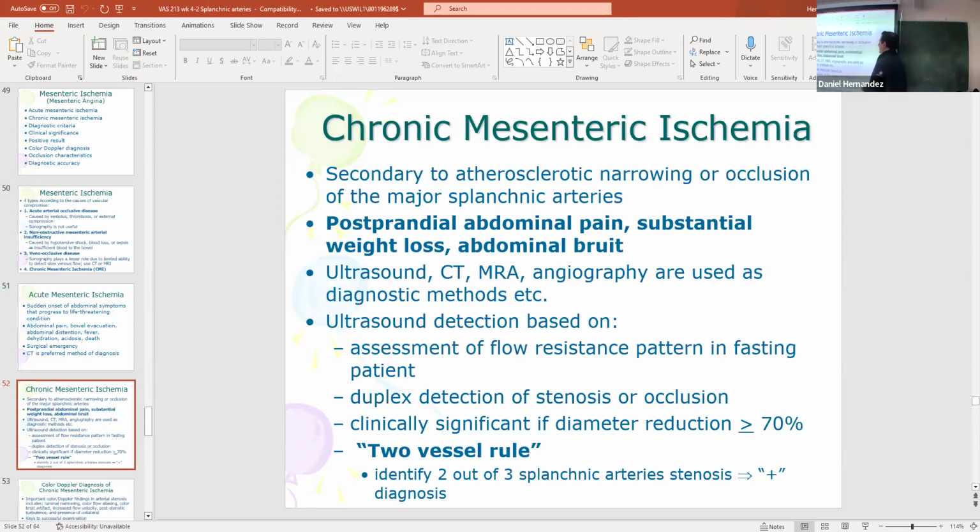So where ultrasound comes in, we really don't touch it if they're worried about acute mesenteric ischemia. We could do it if it's chronic mesenteric ischemia, because again, this is secondary to those atherosclerotic narrowing or occlusion of those major vessels. The symptoms with chronic mesenteric ischemia, these patients have postprandial abdominal pain. So after they eat, they develop abdominal pain. They could have substantial weight loss because there's poor blood flow getting to the intestines, so they have poor digestion of the food. So they're not really absorbing the nutrients properly. So they have weight loss.